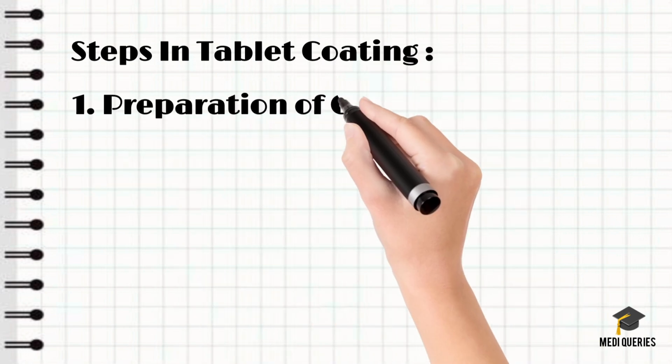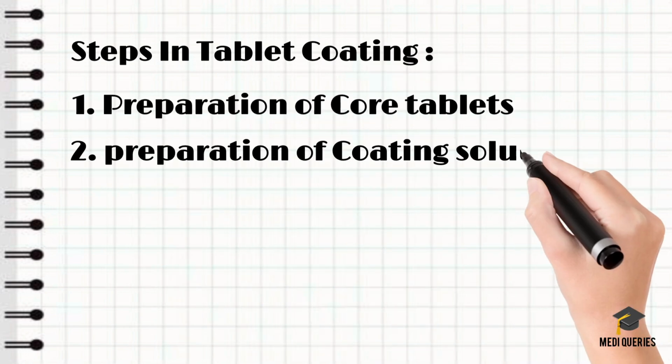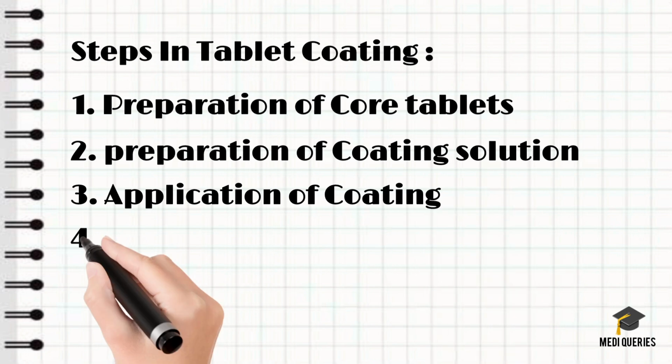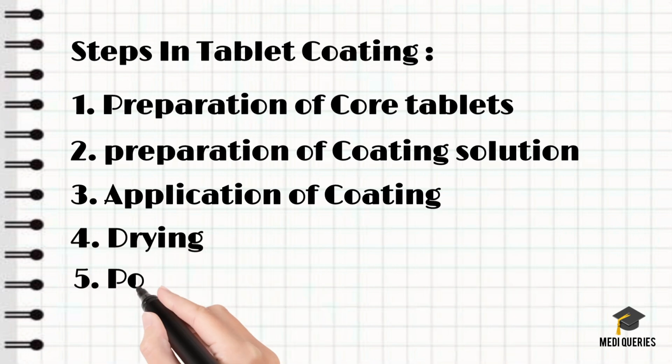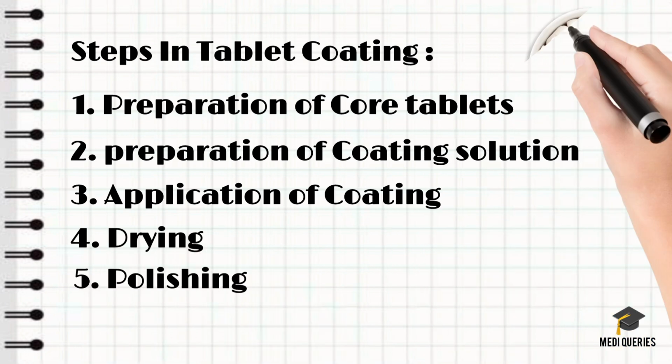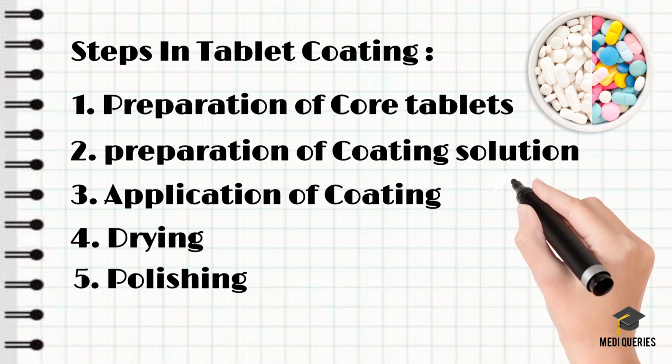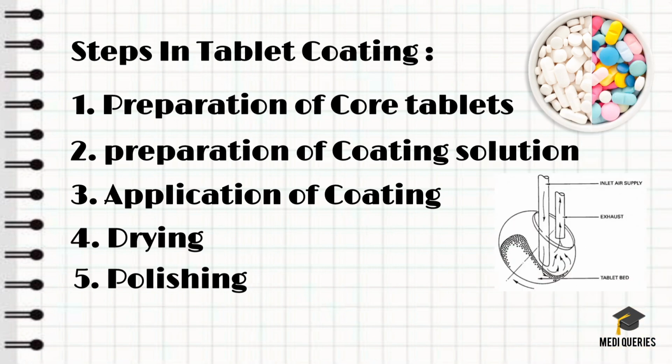So let us see the various steps of the tablet coating process. The coating process involves the following steps, applicable to both sugar and film coating. The first step is the preparation of the tablets to be coated. Before coating begins, the tablets must be dry, free from dust, mechanically strong, and uniform in size and shape. They should be smooth. Poor quality cores lead to coating defects. So we need to check all these factors before coating the tablet.